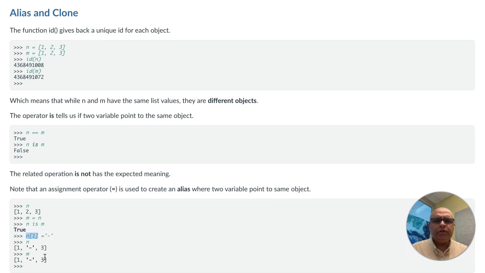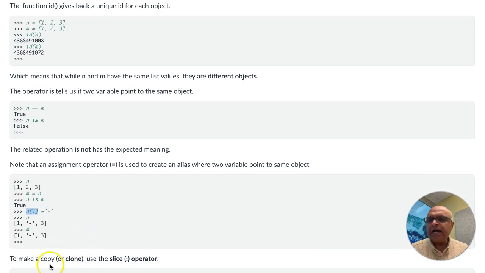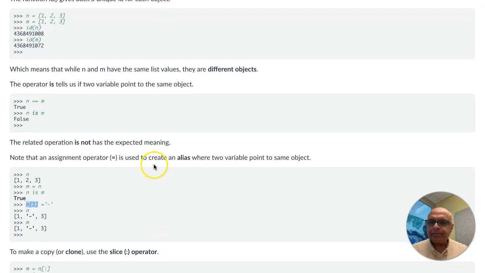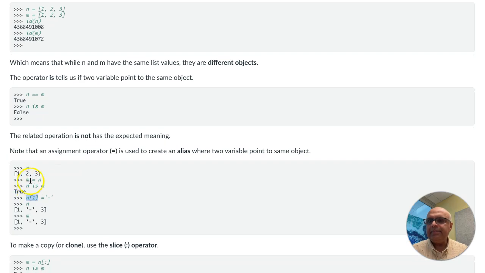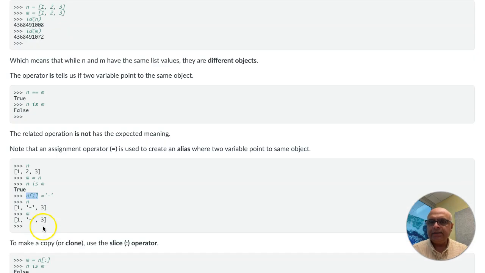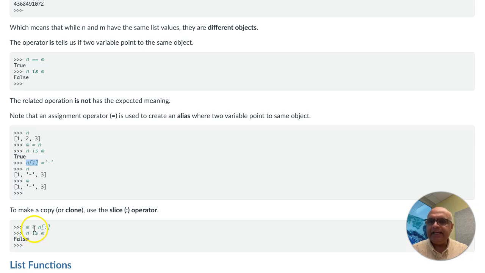Now, suppose you did want to make a copy. How would you do that? A copy or a clone can be created using a slice operator. So what does that mean? If instead of doing m = n, we did m = n[:], with a colon in brackets, now this creates a whole new copy. And if we tested this with the is operator, it will show that now indeed n and m are two different objects. If you modify one, it will not change the value of the other.